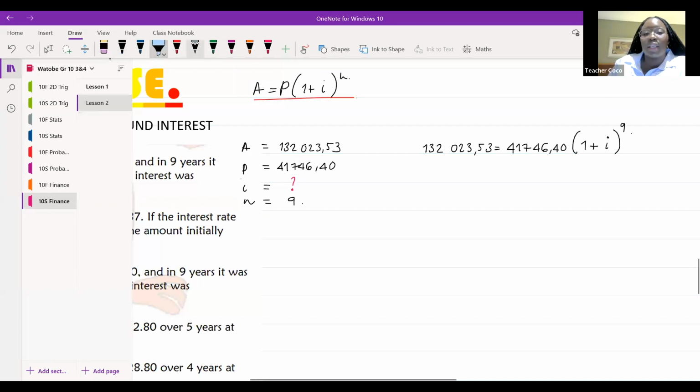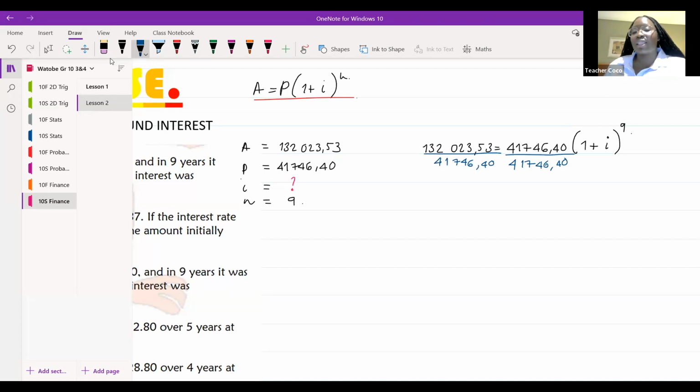Let's start with the obvious. I know I want this thing on its own, so I'm going to get rid of 41,746,40. How would I do that? Don't we multiply both sides? I mean, divide both sides. It's already multiplied. Correct. Divide both sides. So 41,746,40, and I'm going to divide the other side also by 41,746,40.